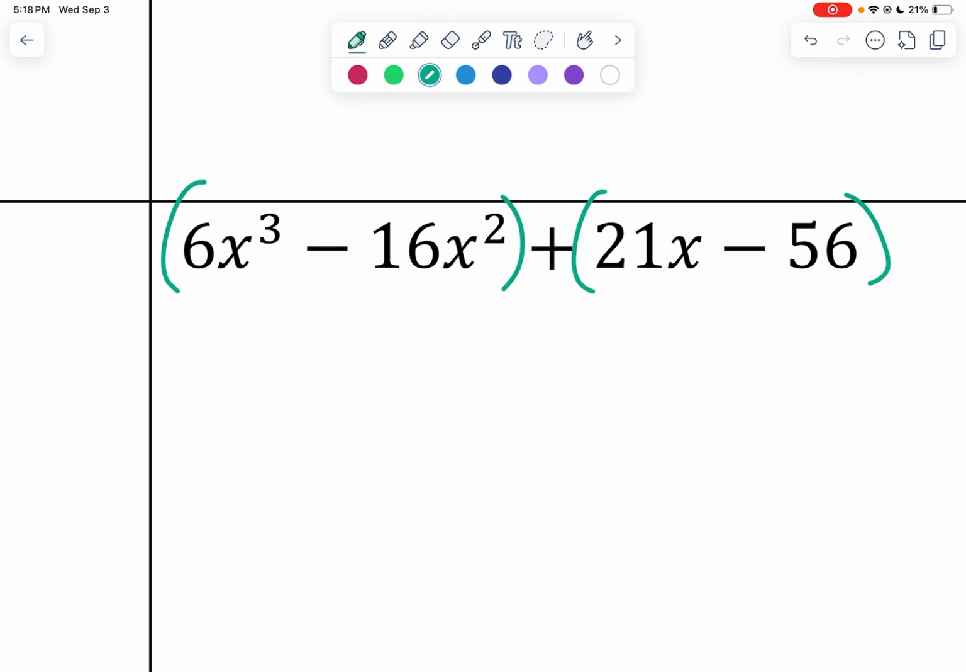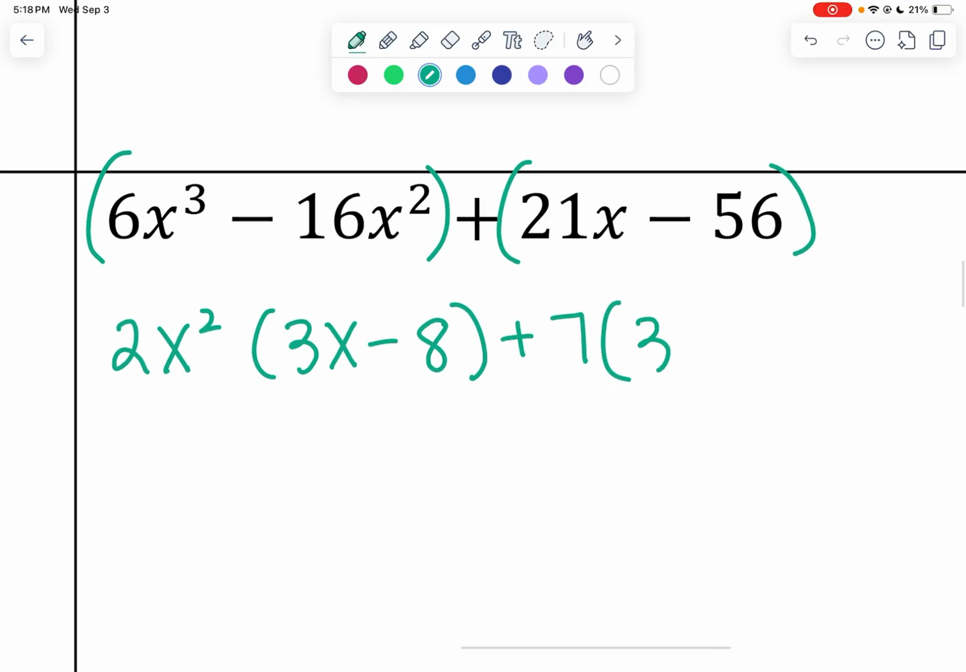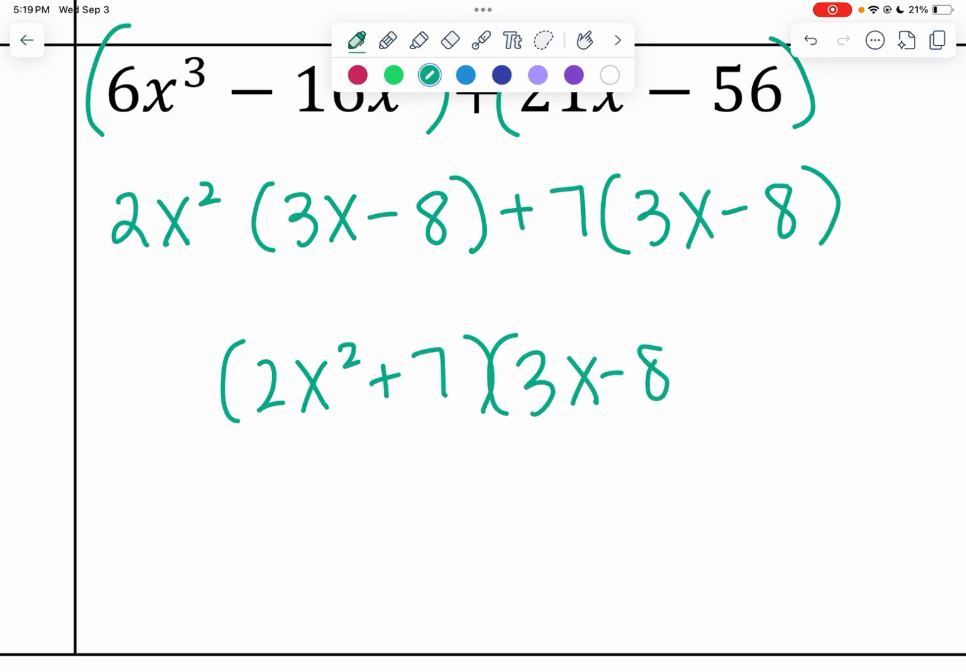In the first half, you can factor out a 2x squared, and that will leave you with 3x minus 8. And then in the second half, I can factor out a 7. Remember that 21 divided by 7 is 3x, and then 7 goes into 56 8 times, so 3x minus 8. So one of my factors is 2x squared plus 7, and my other factor is 3x minus 8. That's it.